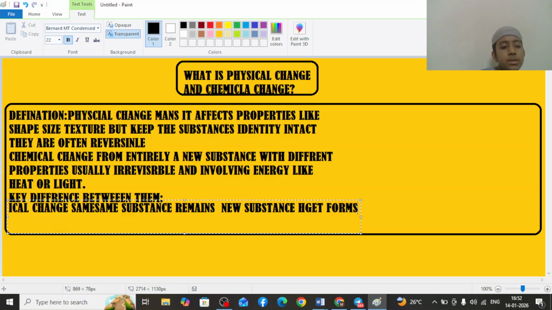Let me clear this. Now, reversibility. In physical change, it is usually reversible. I guess you all know what reversible means. Reversible means when we do a physical change on something and it changes the size, then we can also reset it to its original phase.